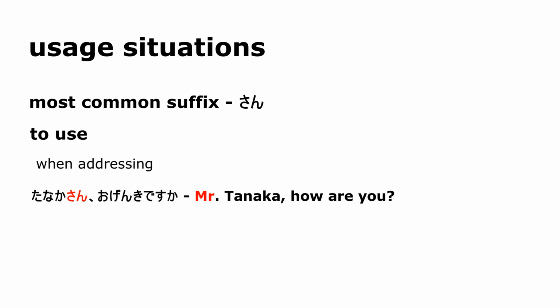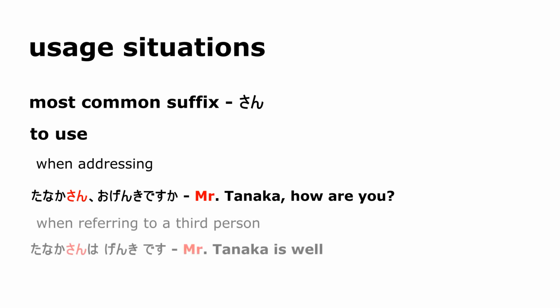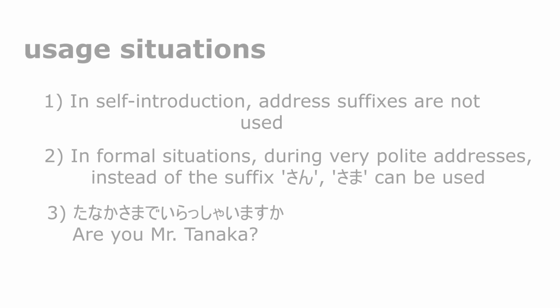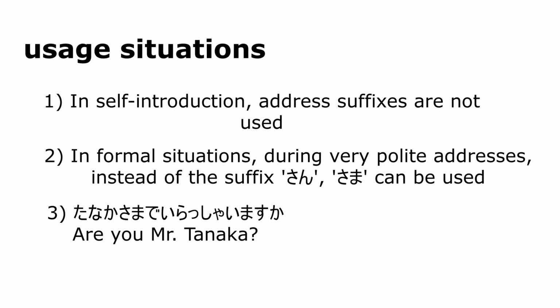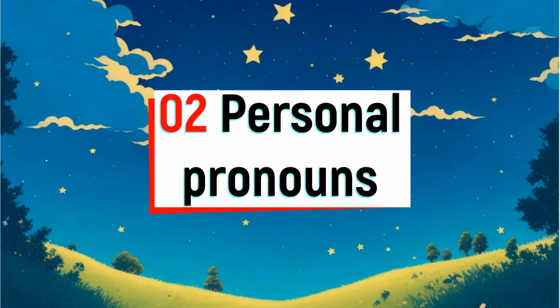This suffix is used in forms of address, for example, Mr. Tanaka, how are you? 田中さん、お元気ですか? It is also used when referring to a third person. Mr. Tanaka is well. 田中さんは元気です。 In official situations, during very polite addresses, 様 is used instead of the suffix さん. For example, are you Mr. Tanaka? 田中様でいらっしゃいますか?